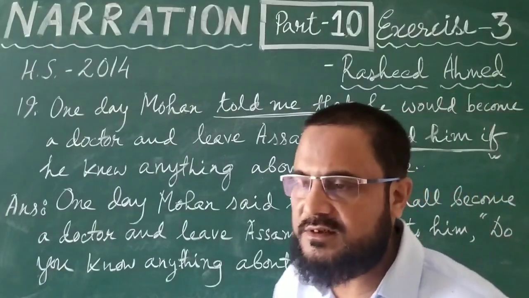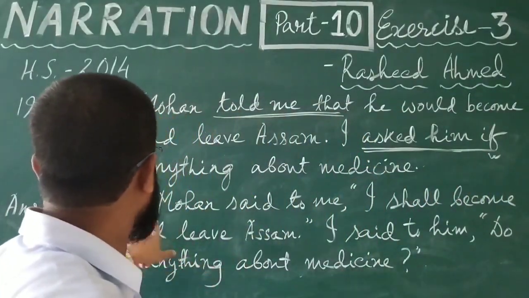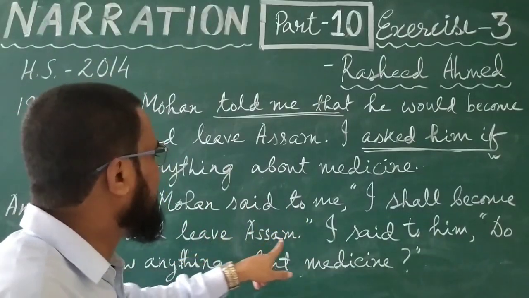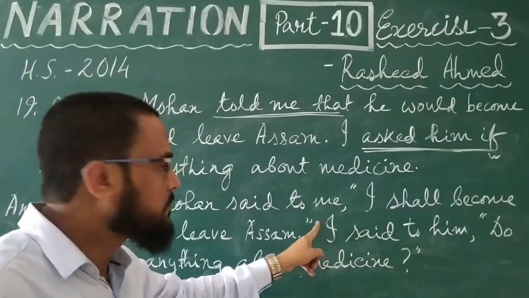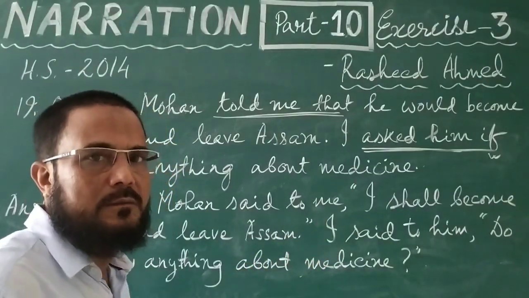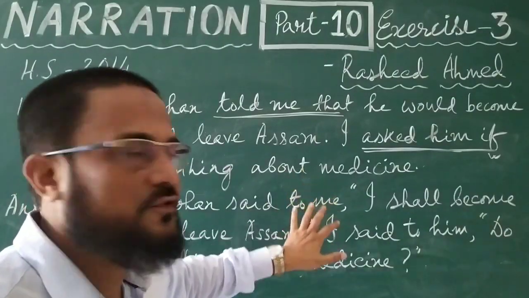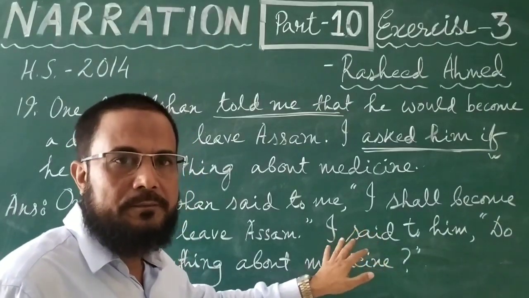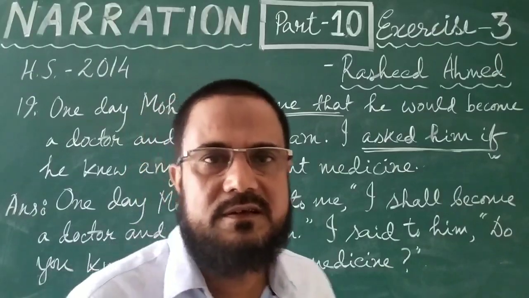In the examination answer, or even in your exercise book also, you can do one thing, it will be better. When you write the first part, one day Mohan said to me, I shall become a doctor and leave Assam, full stop, quotation closed. The next part from I said, you better write in the next line. That will make it look more visible, more clear. Here in the board I have restrictions, so I had to write it here. If you continue writing, there is no issue, it is not a problem. But if you write in the next line, that will give it a better look.